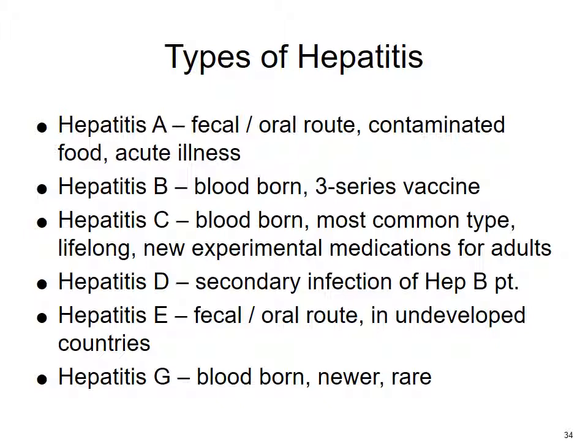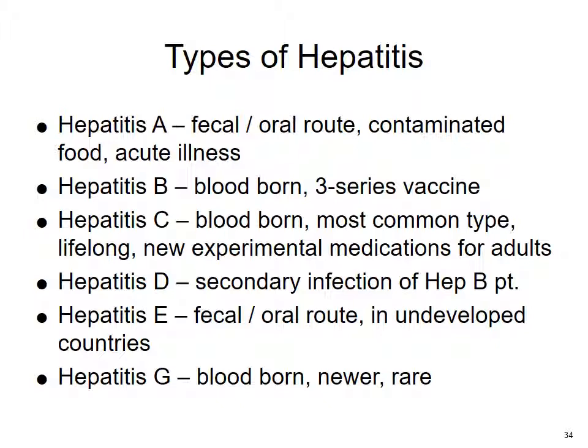Just a review of the types of hepatitis. So hepatitis A is the fecal oral route, and it's often caused by consumption of food that is contaminated with animal feces. And this is an acute illness. So this is a short-term one that comes on severely but then does get better. Hepatitis B is chronic. It is a blood-borne illness. Once it's contracted, it's there for life. And this is prevented with the 3 series vaccine, the first of which is ideally administered before leaving the hospital as a newborn.